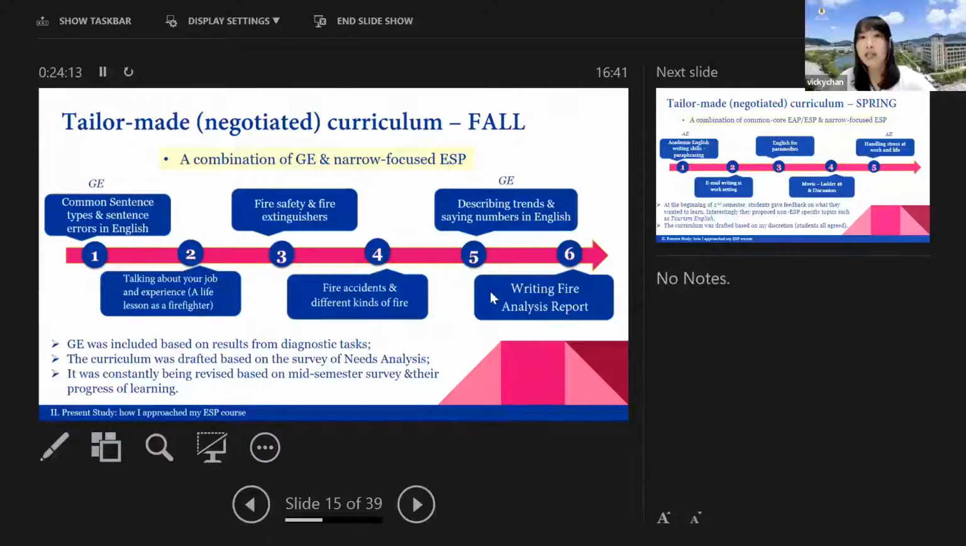And then for the other topics, as you can see, they are all related to firefighting. For example, fire accidents and writing fire analysis reports. This whole curriculum was drafted based on the results of my needs analysis, but it's also constantly being revised based on the mid-semester survey and their learning progress.